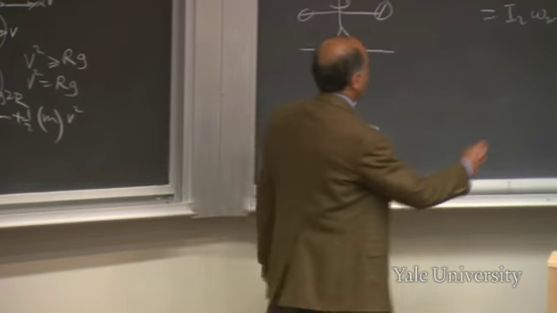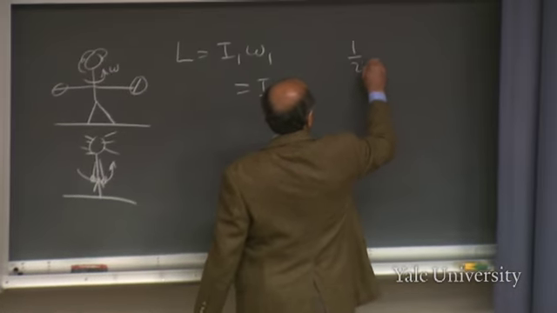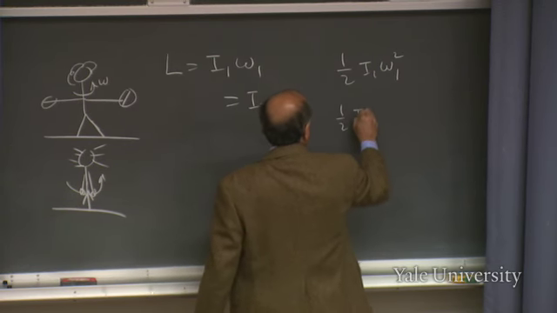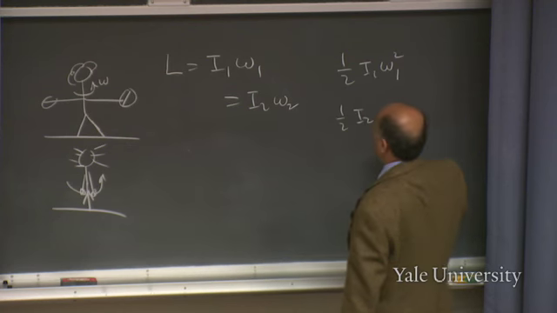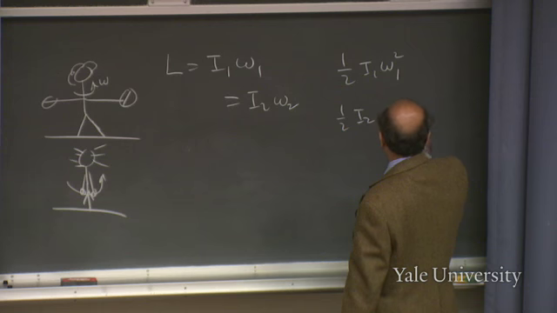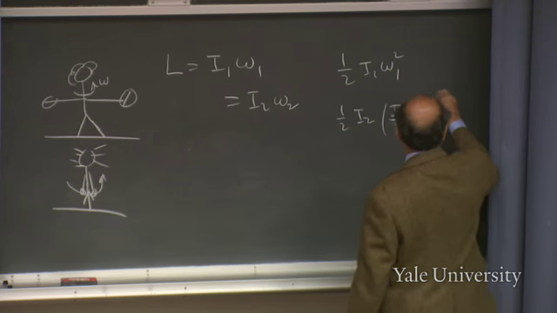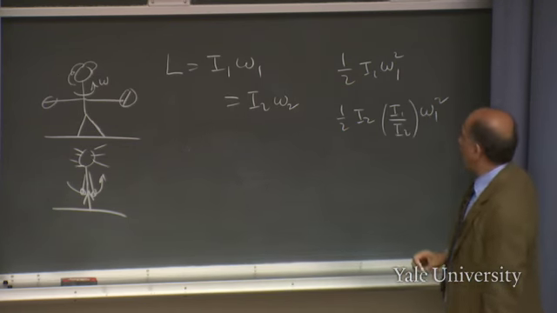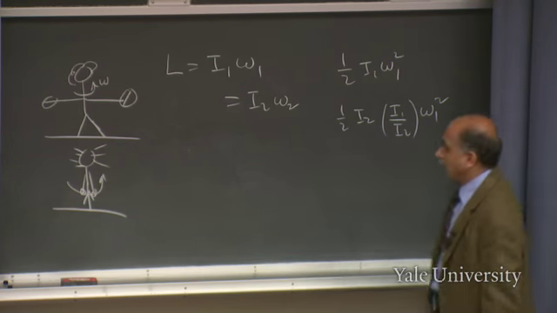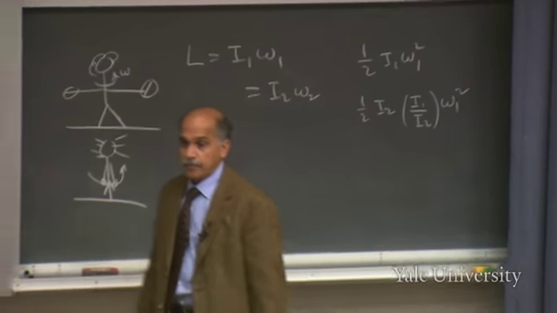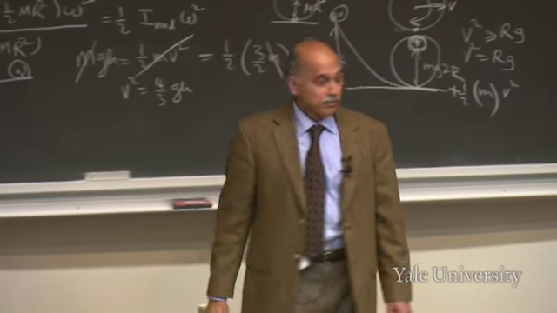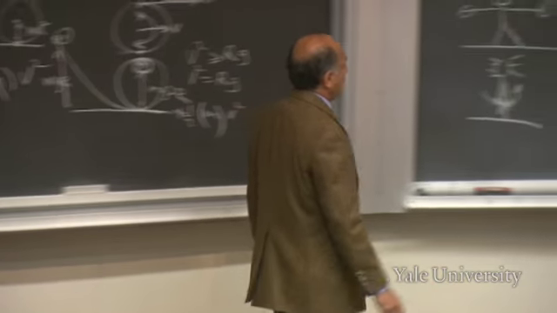Because kinetic energy is 1/2 I omega squared. To begin with, it was 1/2 I1 omega 1 squared. At the end of the day, it's 1/2 I2 omega 2 squared. But omega 2 can be written as I1 over I2 times omega 1. And you can easily compare the two numbers in the geometry I've given you to show the final kinetic energy is actually higher. When you start spinning faster, you in fact have bigger kinetic energy.